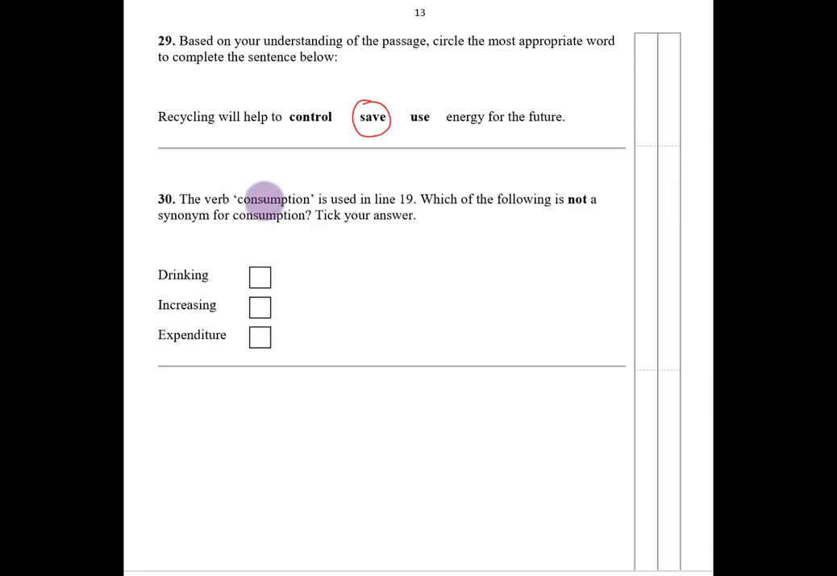And then the final question: the verb consumption is used in line 19. Which of the following is not a synonym of consumption? Consumption means to take something in. So in this instance, drinking is a synonym of consumption, so it's not going to be that one. Increasing is the answer here, because increasing is the opposite to consuming. Increasing means to get bigger, consuming means to reduce or to take in. So expenditure is a synonym of consumption, and the answer would be increasing.